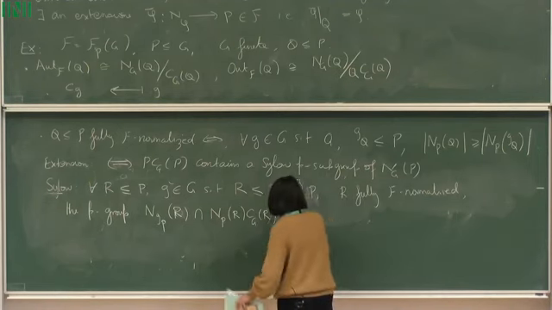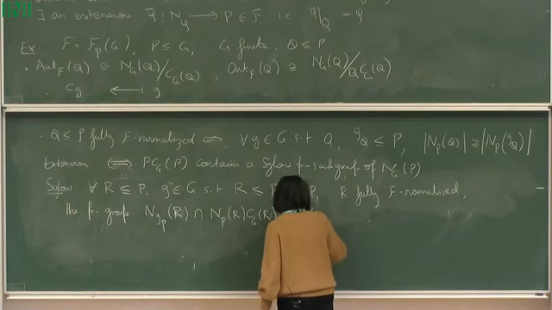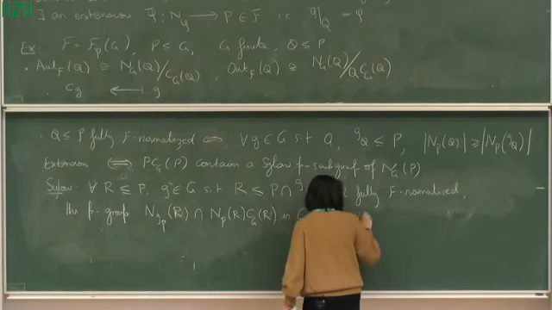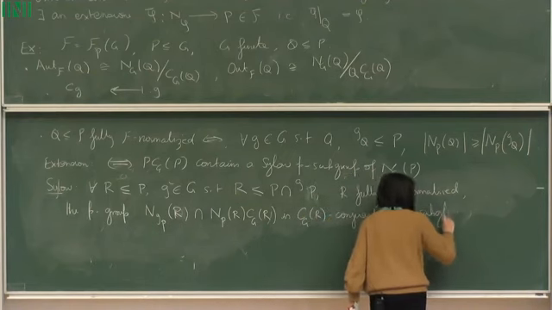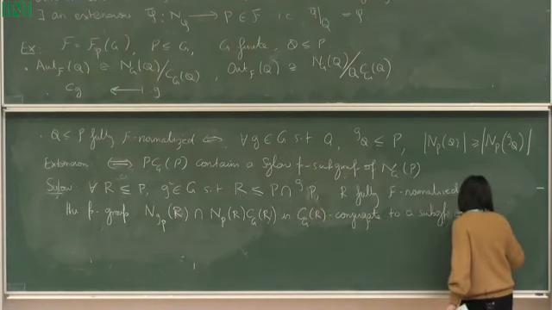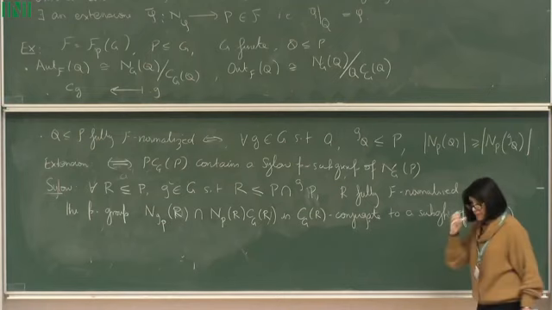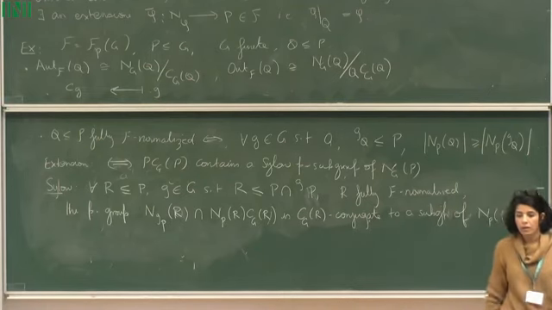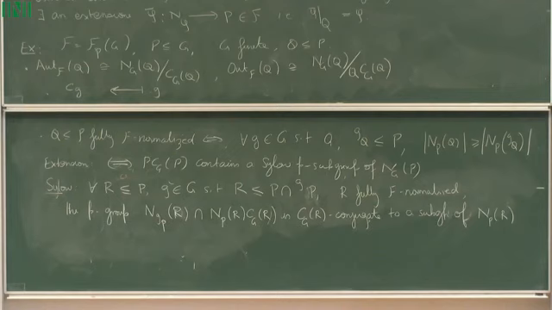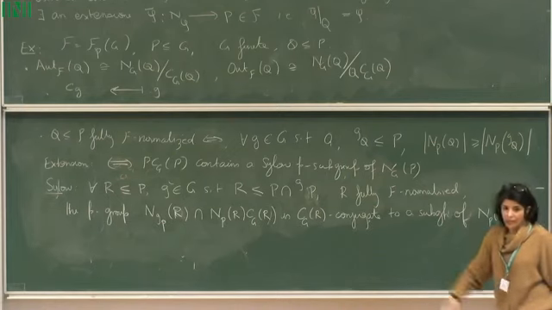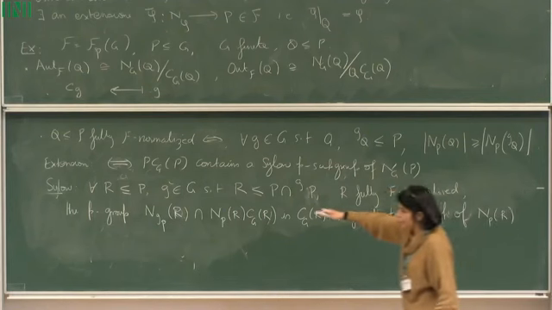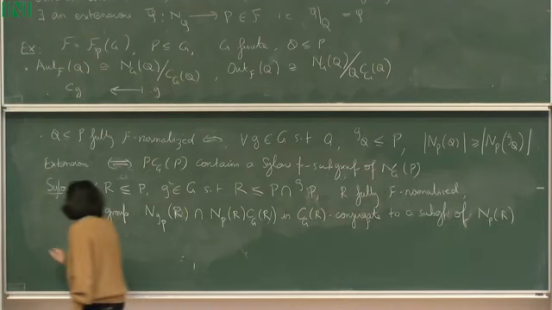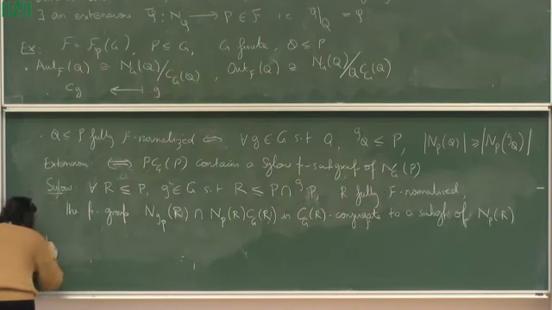What you want is that it becomes C_G(R)-conjugate to a subgroup of the normalizer in P of R. It's just, you just do it, and if you work through the definitions, this is what you will get.